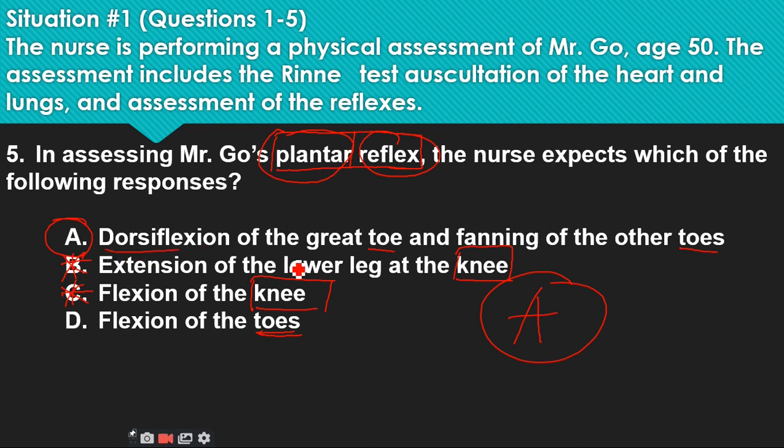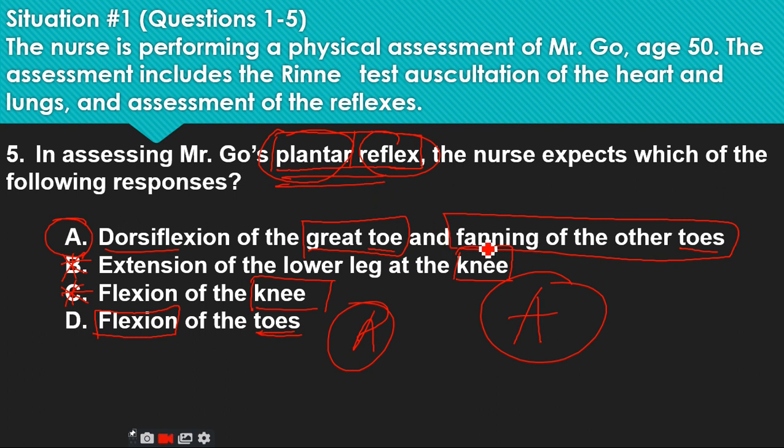When we say dorsiflexion of the great toe, this is the big toe, and fanning of the other toes. Fanning means there is a separation, or abduction, of the other toes, creating distance from each other. When you say flexion of the toes, that's probably a sign of the Babinski reflex. So the best answer for number 5 is letter A. Just remember, plantar reflex, there is fanning of the other toes.